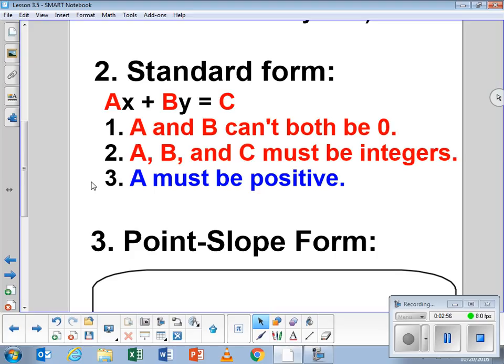And the one that's in blue, I'm going to blame that on your chemistry teacher. When you use this in chemistry, A has to be a positive number. I'm not sure how it applies. I've had just a short conversation with him. I don't know in what context you use it there, but in chemistry, this equation of a line wouldn't make sense if A was negative. So A has to be positive.